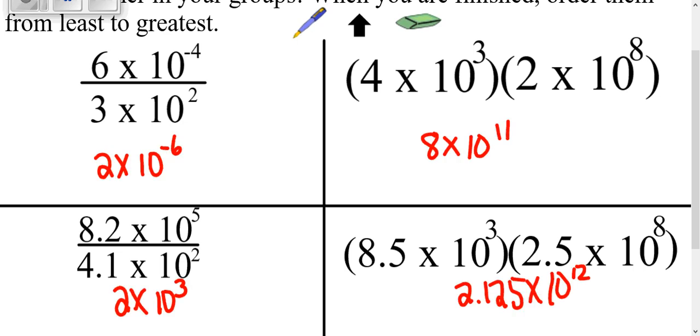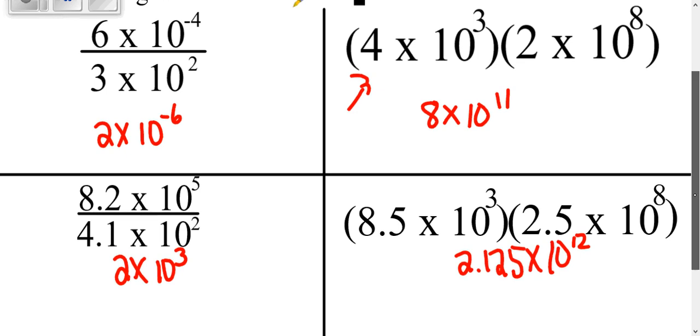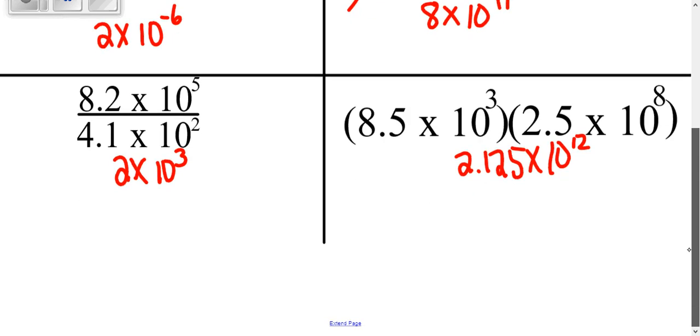So for all of these answers, the first one there is 2 times 10 to the negative sixth. This one here is 8 times 10 to the 11th. The one in the lower left of your screen is 2 times 10 to the third. Division. Multiplication over here. On the right is 2.125 times 10 to the 12th. All done on the calculator, all done rather easily.